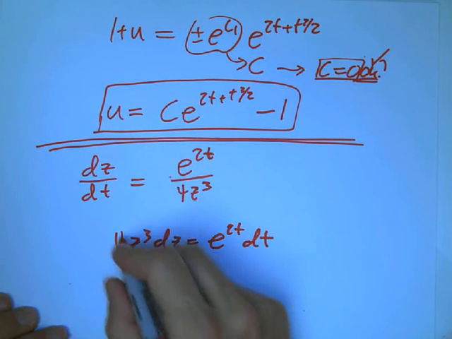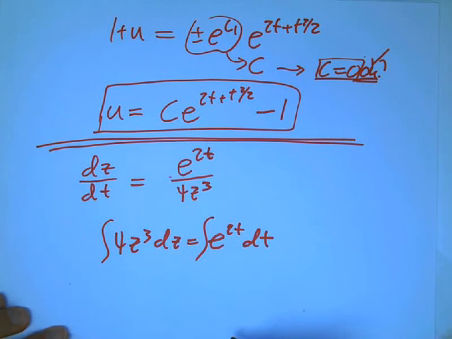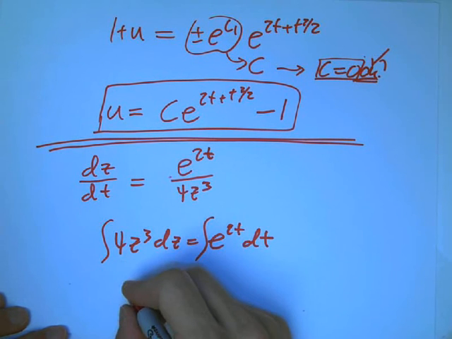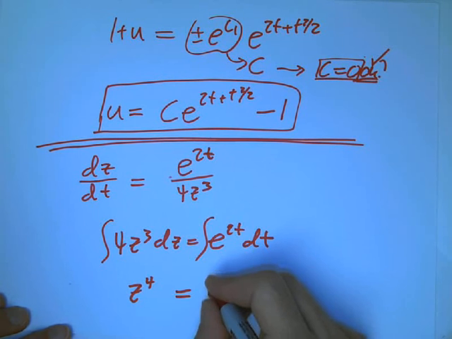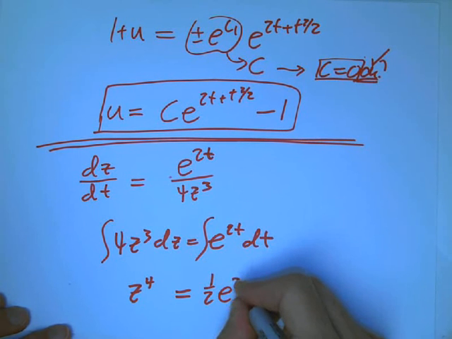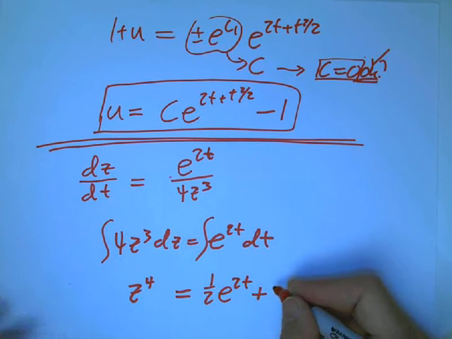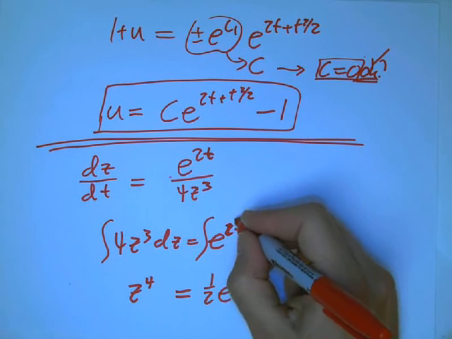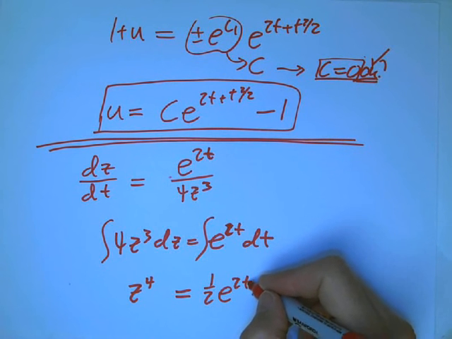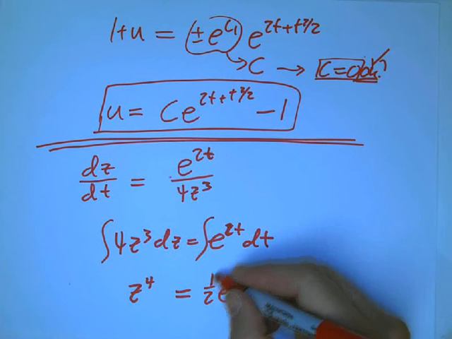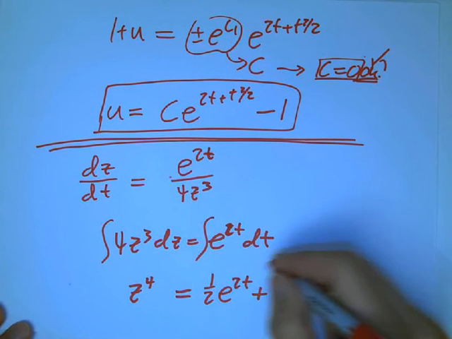We integrate both sides. Antiderivative of 4z cubed, z to the fourth. Antiderivative of this guy. We could do that as a u sub. It's not too hard to do it as sort of a guess and check. Antiderivative of e should basically be e of the same thing. But if we took the derivative of e to the 2t alone, then it would give us a 2 out, and we need to cancel that out. Again, you can do it as a u sub if you want.